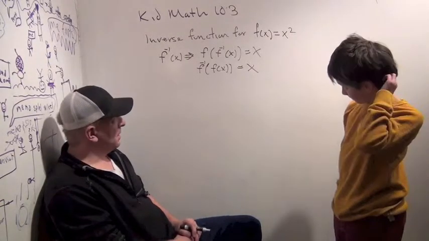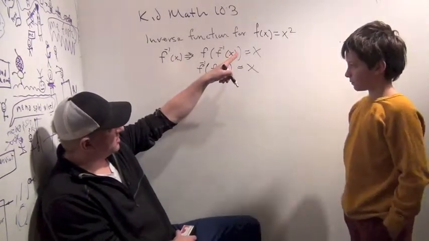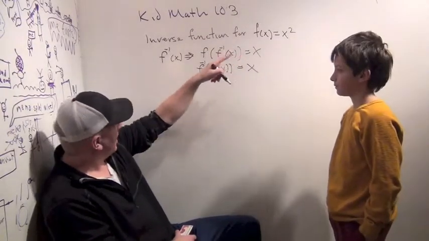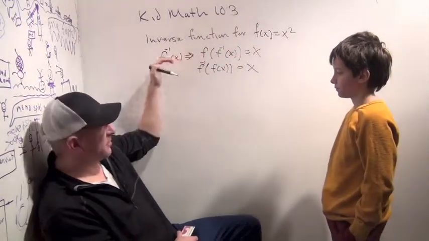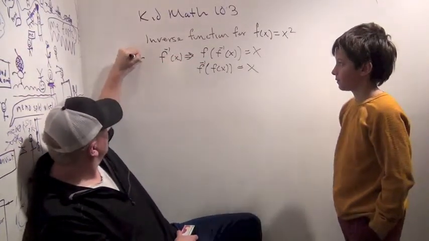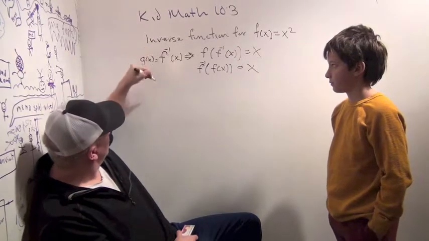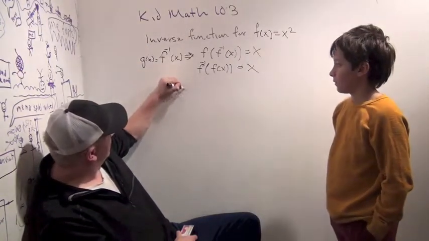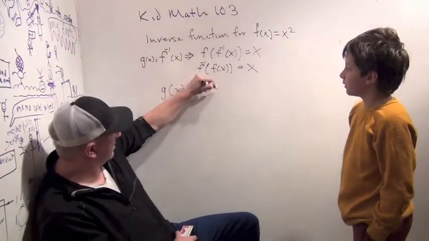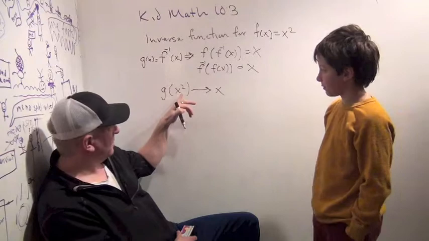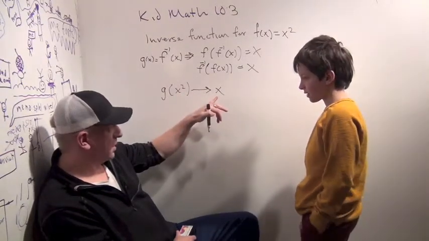So if there was an inverse function to f of x equals x squared, it would have to satisfy, instead of writing f inverse, let me just call it g, so I can write g. So g of x squared would have to become x, right? Because that's g of f of x. So maybe it would be the square root of x squared.